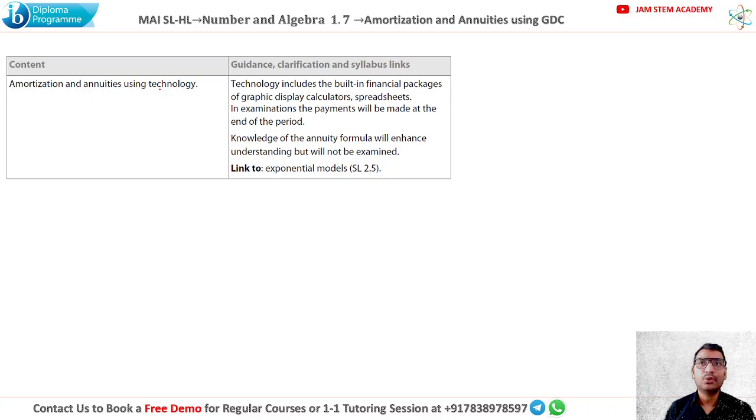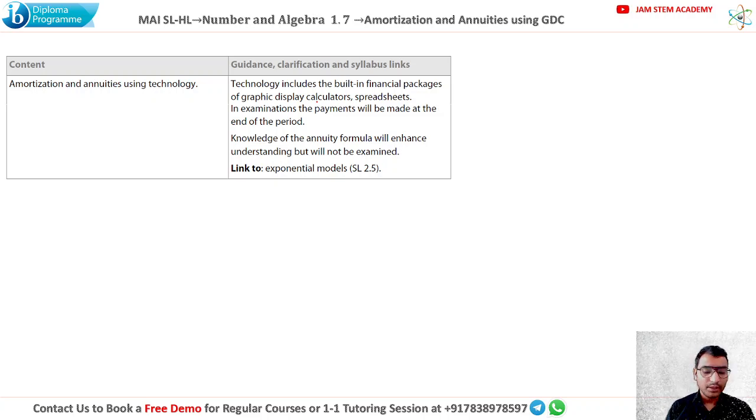We have already seen how to solve these problems using the formulas, okay? As it is also mentioned in your guide, knowledge of the annuity formula will enhance the understanding, but it will not be asked in examination directly, okay? So we will use our calculator. There is a built-in financial package, TVM solver or finance solver, in your calculator that you can use.